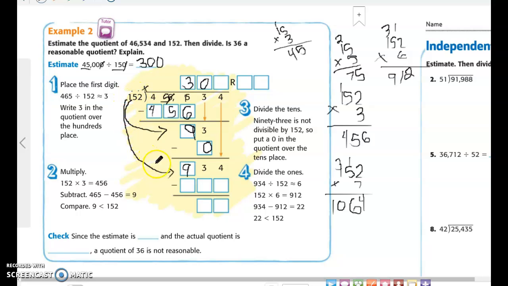So we said that 152 can be divided by 6. Let's go ahead and put a 6. So we said 152 times 6 is 912. So my final step would be to subtract. So let's go ahead and subtract that. 4 minus 2 is 2. And 3 minus 1 is 2. So we got a remainder of 22.